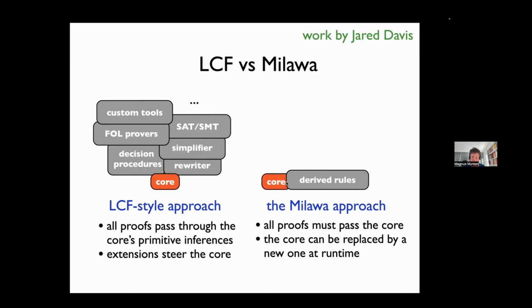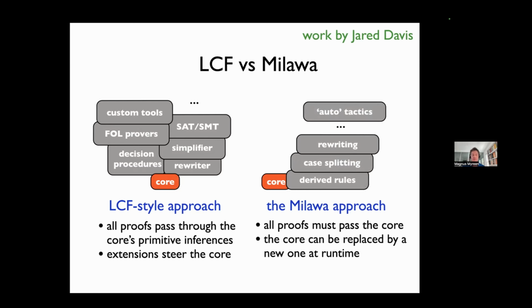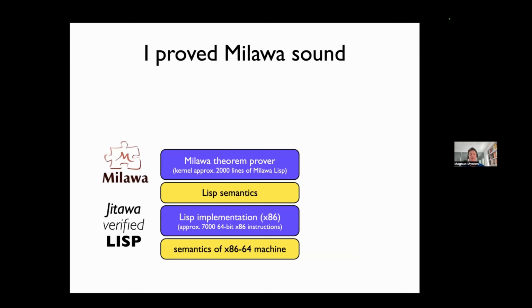So then, from then onwards, you can do a switch command, and now this is your new kernel. Okay. And then you do this many times until you have very powerful auto tactics that just sort of do automatic proofs in one step. I was blown away by this and very inspired by Milawa. So I tried to work really hard with Jared Davis. And we managed to do it.